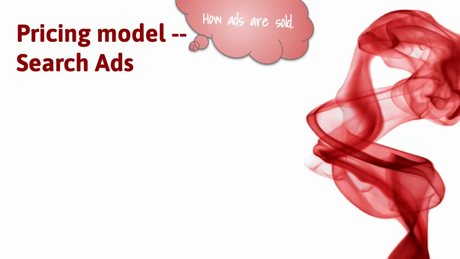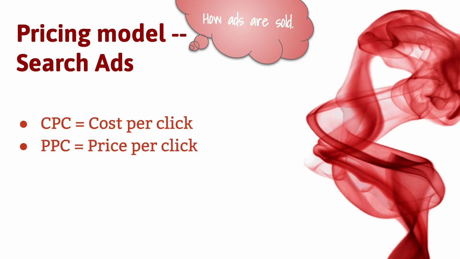So there's two types of search ads, on the SERP and not on the SERP. So we're going to look also at pricing models of ads. What is a pricing model? What does that mean? We're talking about how the ads are sold. So you'll see as I give you examples what this means. And again, this all comes from the IAB. So how are search ads sold? Well, they're sold on a cost per click or a price per click basis.